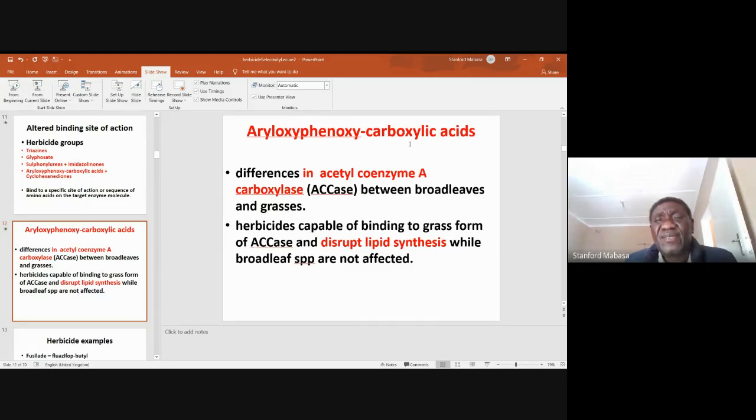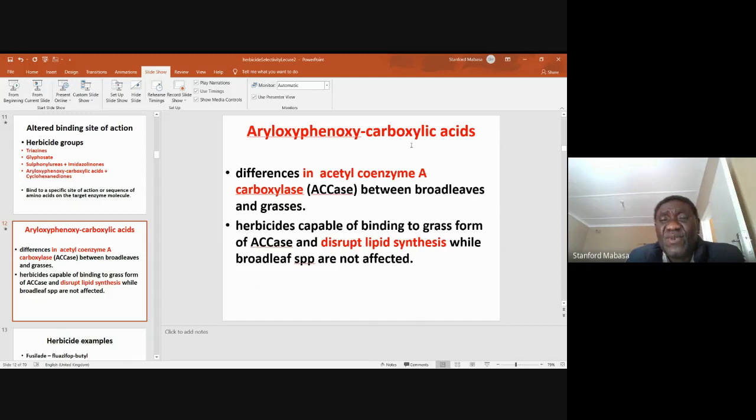Now, let us start with this group, aryloxyphenoxy carboxylic acids. These herbicides under this group are known as the grass-killing herbicides. Usually we apply them like in soybean to kill grasses. They are not going to affect soybean or probably groundnuts.